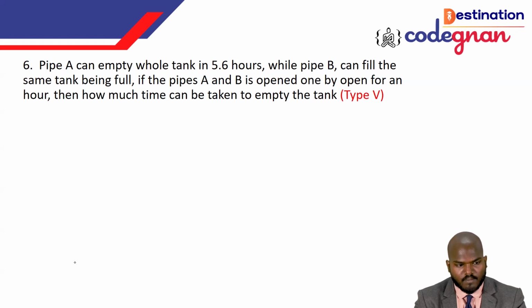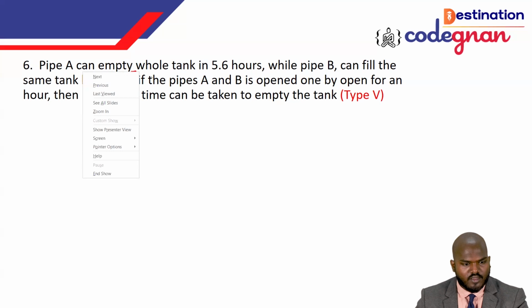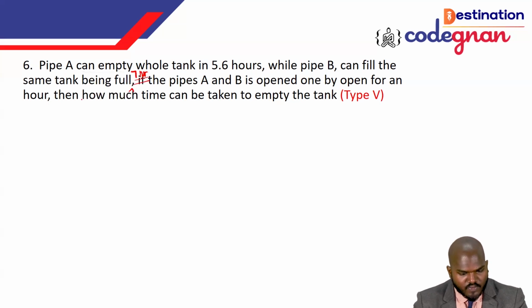So you see this one, the pipe A can empty the whole tank in 5.6 hours, while B can fill the same tank in 7 hours. This needs to be mentioned here. If the tank is full, and the pipes A and B are opened one by one, how much time will be taken to empty the tank?